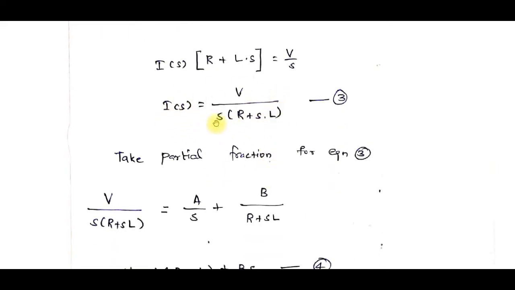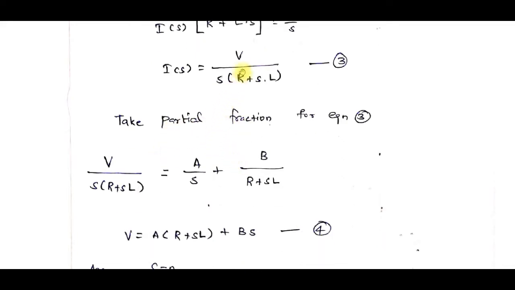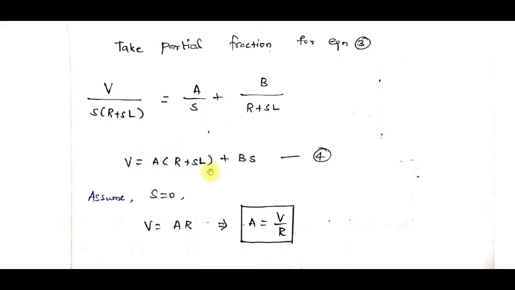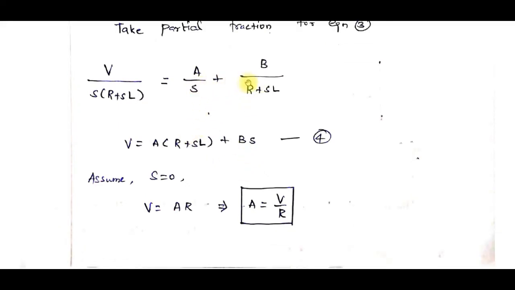So for solving this equation, we are taking a partial fraction. If we take partial fraction for this portion, v by s into R plus sL equal to a by s plus b by R plus sL. So this is the partial fraction for this equation. Then if we simplify this equation, we will get v equal to a into R plus sL plus b into s. Okay, so a and b are constants. We have to find a and b.